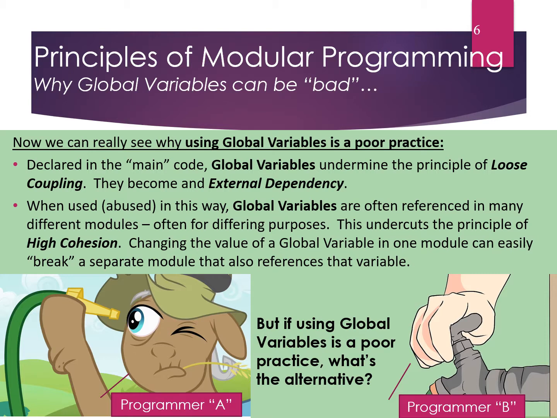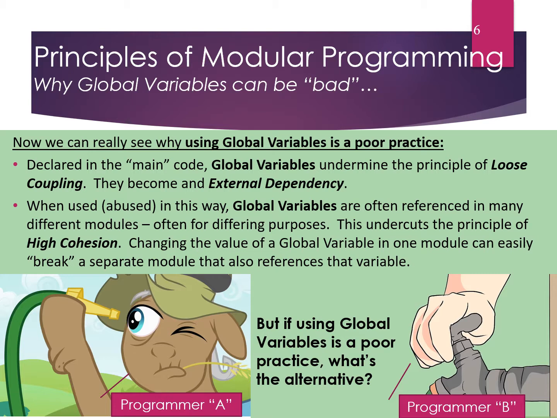And we'll see that in our next lesson. Now that we have some programming experience and have started to explore modular programming concepts and principles, we can really begin to see why using global variables is a poor practice. Declared in the main code, global variables undermine the principle of loose coupling. They become an external dependency. When used or abused in this way, global variables are often referenced in many different modules, often for different purposes. This undercuts the principle of high cohesion. Changing the value of a global variable in one module can easily break a separate module that also references that variable.